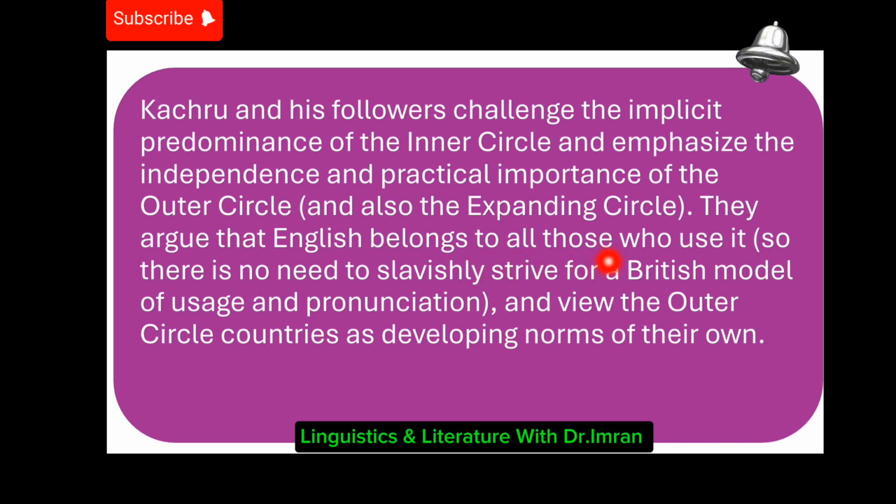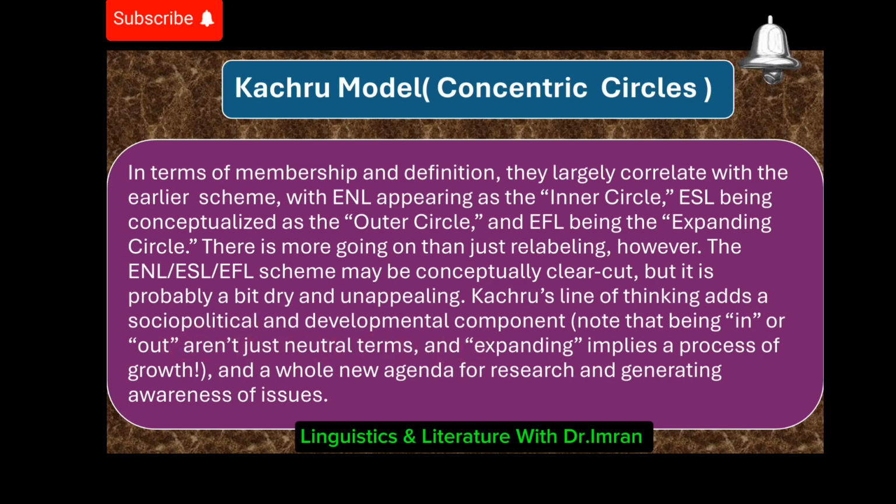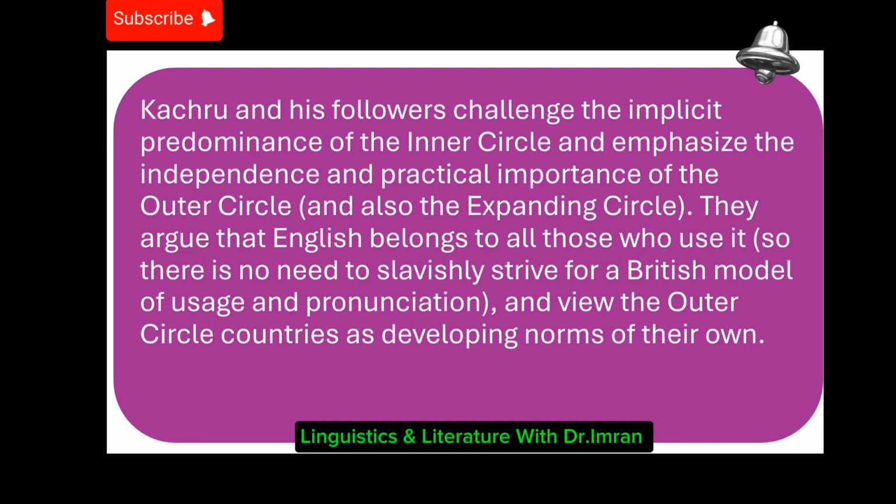So they argue that English belongs to all those who use it, so there is no need to slavishly strive for a British model of usage and pronunciation, and they view the outer circle countries as developing norms of their own. So he says that it's not important that we have the inner circle and we have to follow the pronunciation pattern or the grammatical structure or the accent of Great Britain. No, it's not important. In the outer circle, you have your own pronunciation, your own grammatical structure, and your own localized vocabulary in English where they are required. So English does not belong to any nation, but it is the language of all people wherever it is spoken. So he talks about the socio-political and developmental component of English, right? English as an outer circle and English as an expanding circle, not just as a foreign or second language.